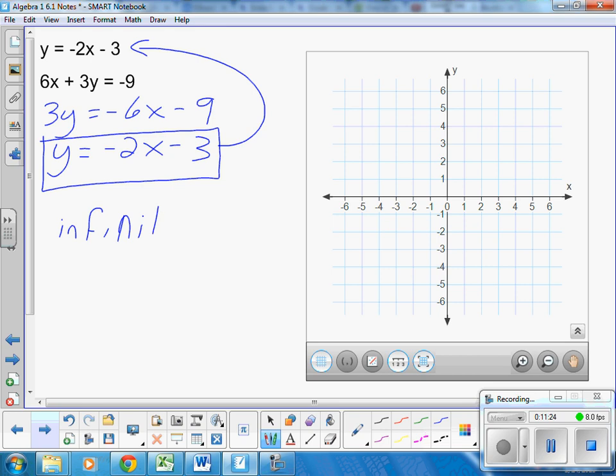Infinite, I think I know how to spell it by now. Infinite number of solutions. Now remember, these are ordered pairs, so you have to be careful with saying all real numbers. Yes, you're going to have all real numbers for x, and for y, but not necessarily together. Anyways, long story short, infinite number of solutions there are. Let's go to the next one.